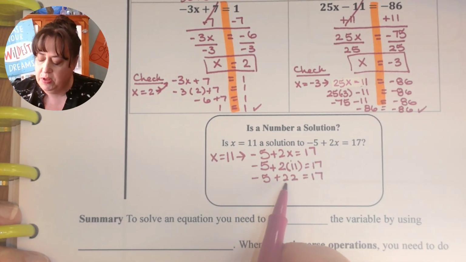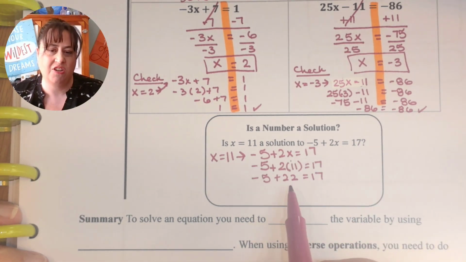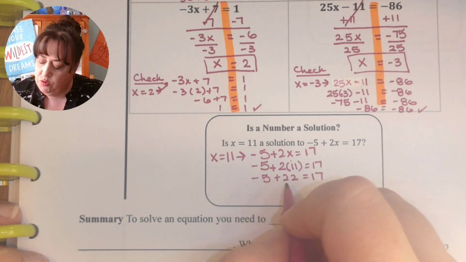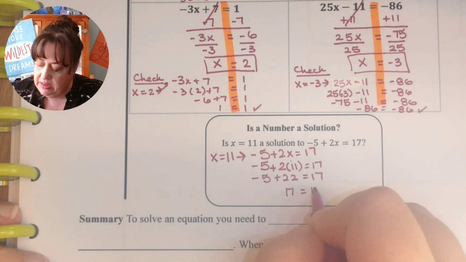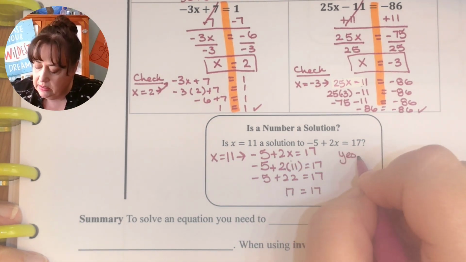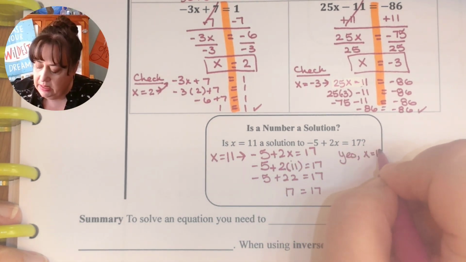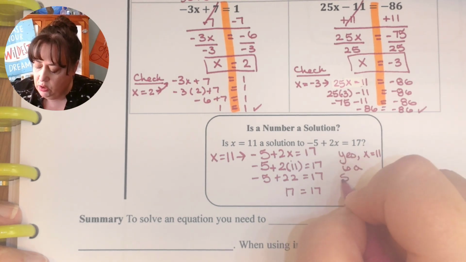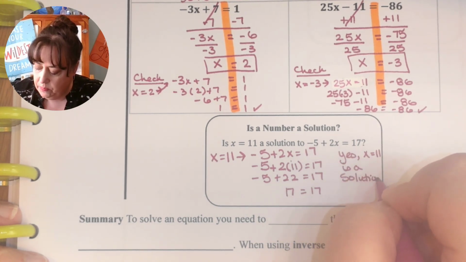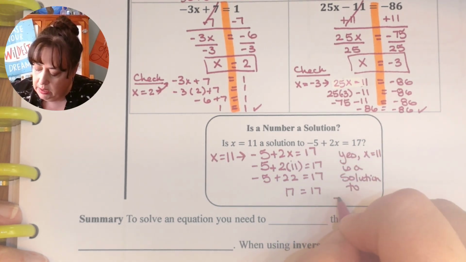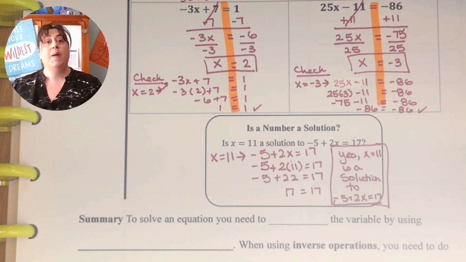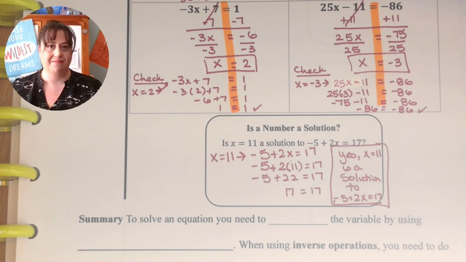So negative 5 plus 22, well, that's really subtraction. 22 minus 5, which would be 17. So 17 equals 17. So yes, x equals 11 is a solution to negative 5 plus 2x equals 17. So there you have it. That is algebraic steps for solving two-step and multi-step equations.